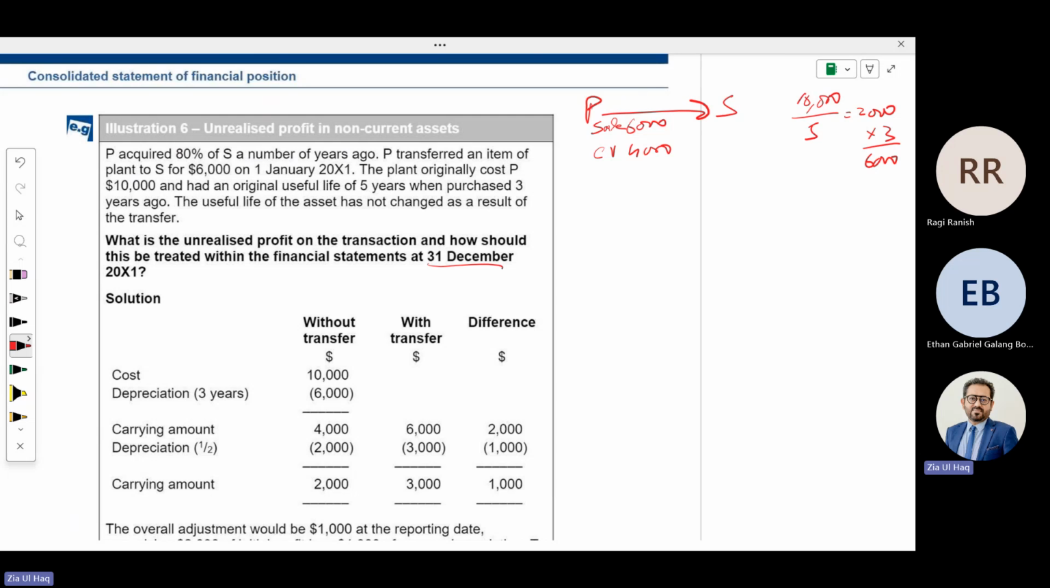This means there is a profit part of 2,000. Is that okay? 3 years ago, the useful life of the asset has not changed as a result of this transfer. What is the unrealized profit on transaction and how should this be treated within the financial statement?